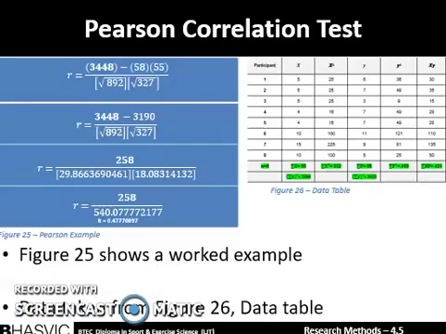In figure 25, it shows a worked example of how to calculate the R value by using the Pearson correlation test. The data that was used during this example can be seen in figure 26, where the x values have been taken from the skin fold calipers scores for biceps and the y values for triceps.